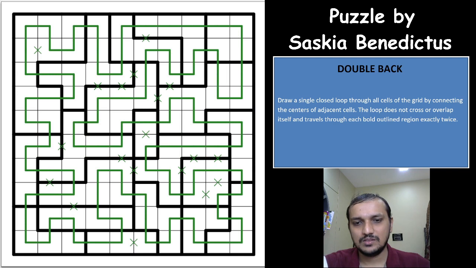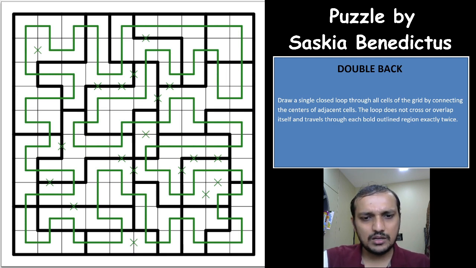Amazing, that was really amazing. It was not easy to see. An amazing double back puzzle here. One of my favorite genres, one of my favorite categories, I would say. Loop genres is what I am very strong at solving.